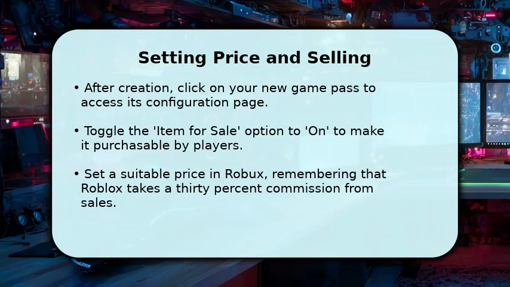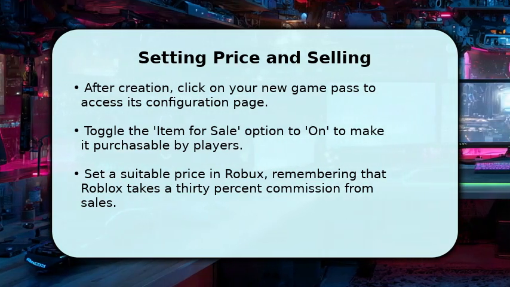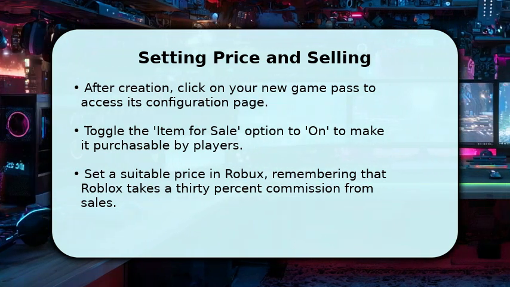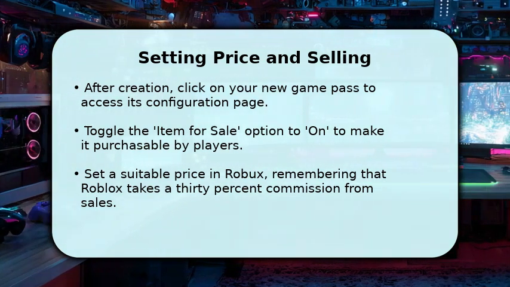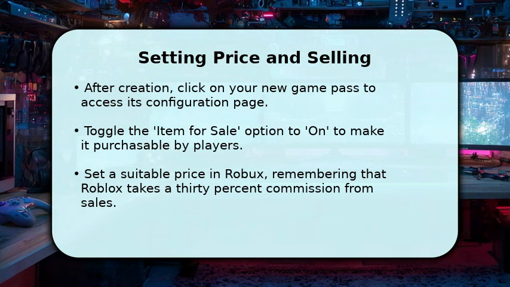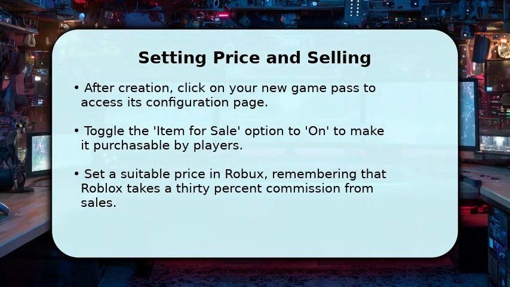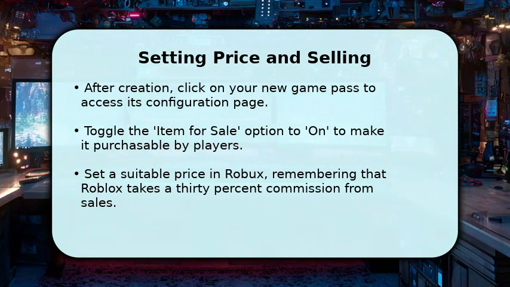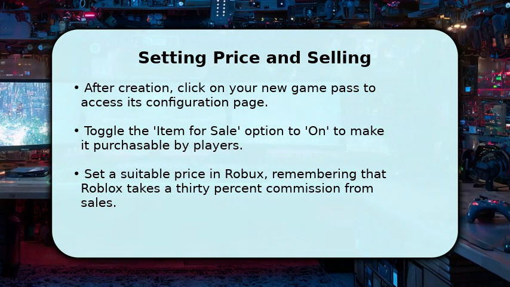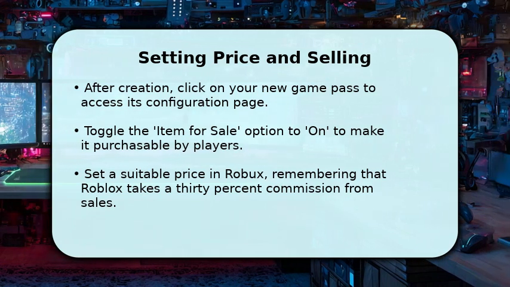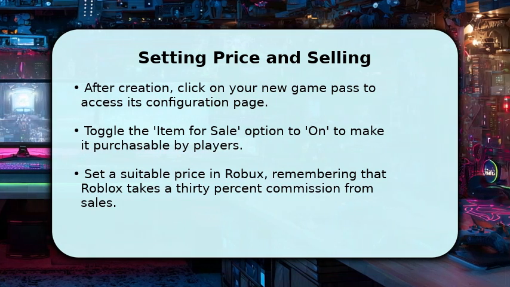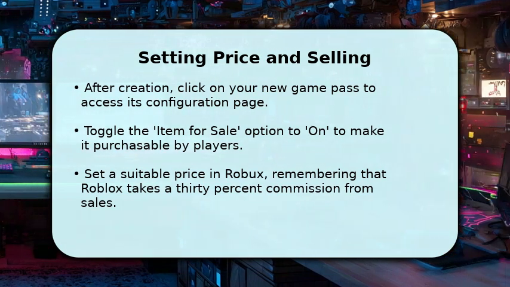With your Game Pass designed, it's time to set its price and make it available. Click on your newly created Game Pass to open its specific configuration page. You will see a toggle switch labeled Item for Sale. Activate this to on. Then, enter your desired price in Robux. Remember, Roblox retains 30% of each sale, so factor that into your pricing strategy. A common Game Pass might sell for 50, 100, or even 500 Robux, depending on its value.